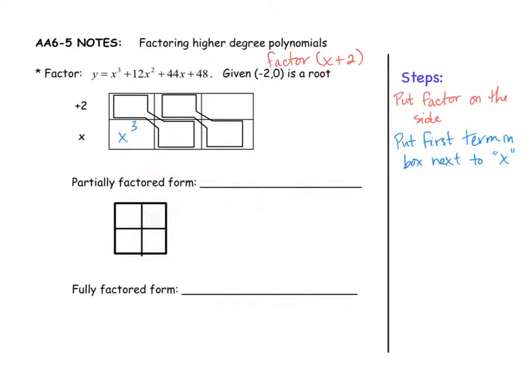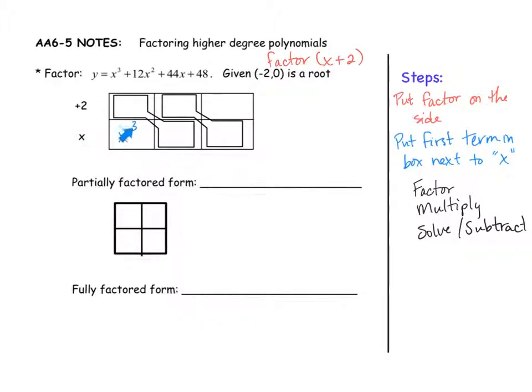And then we have this process that we're going to repeat until we get the box finished. And that process is factor, multiply, solve, or subtract. And we'll talk about that when we get to it. So we just put in our first term.